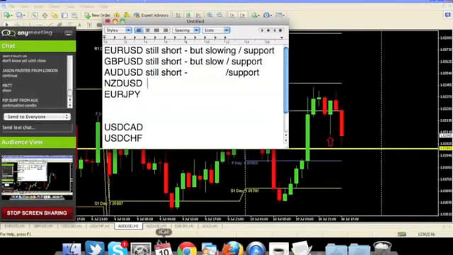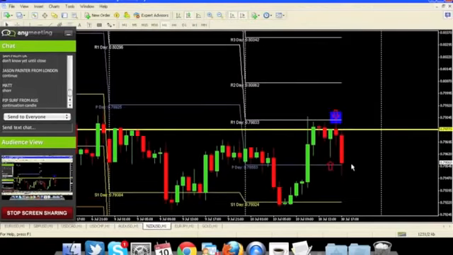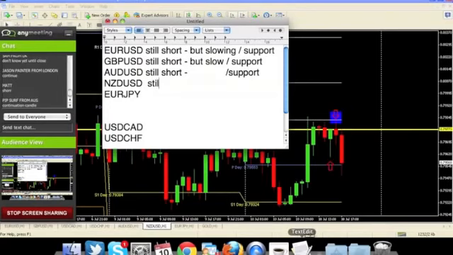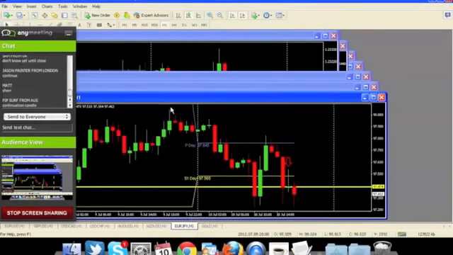New Zealand dollar, let's take a look. New Zealand dollar, yes, bouncing off of resistance, still short, not an exhaustion. Same situation, still short, slowing, larger tail now, and support. Euro yen, let's take a look here. What do you have on euro yen? Oh, sorry.